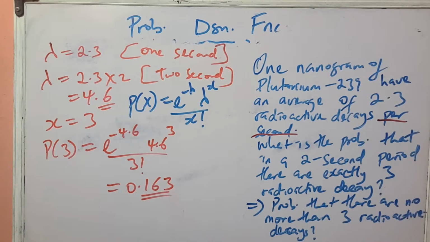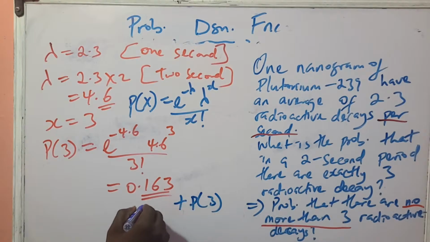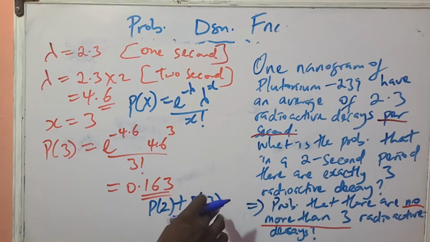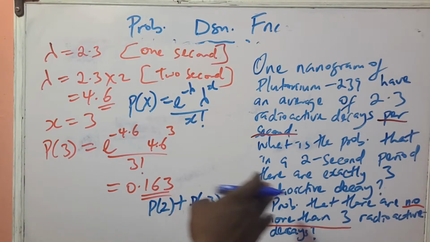At most 3. So another way of saying no more than 3 is saying at most 3. So when you're trying to find for at most 3, that means you're interested in probability of 3, but you're also interested in probability of 2. We said no more than 3. It can be less than 3, but it should not be more than 3. That's the only case.